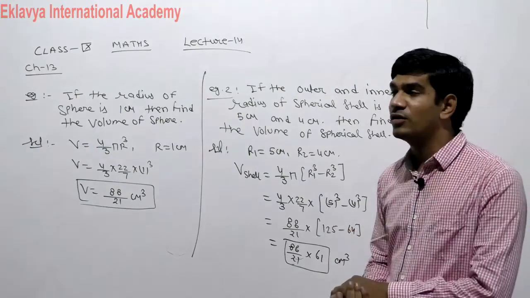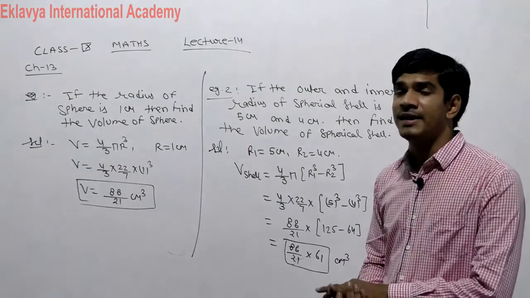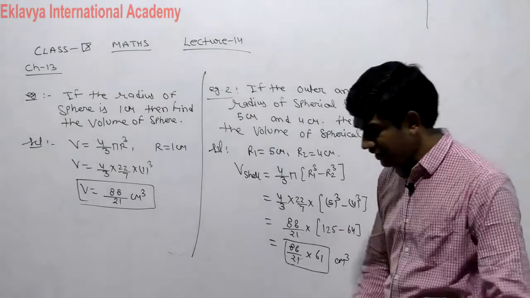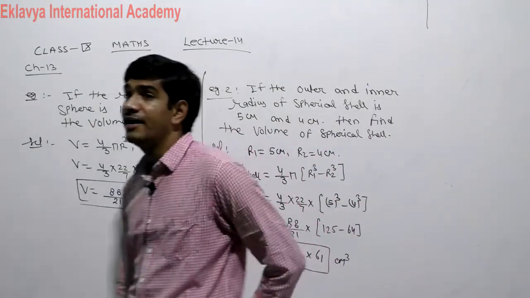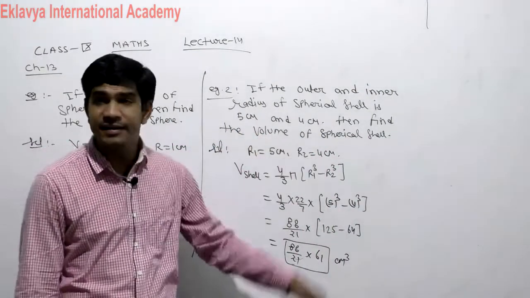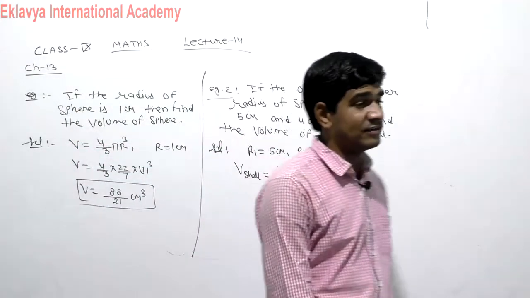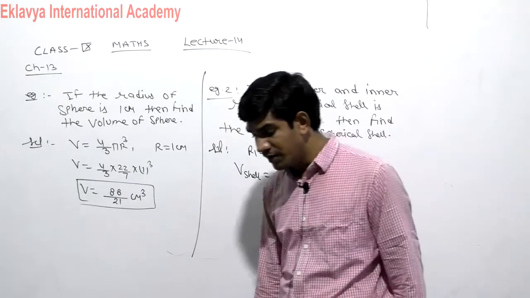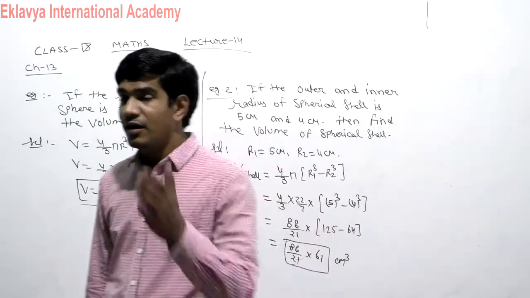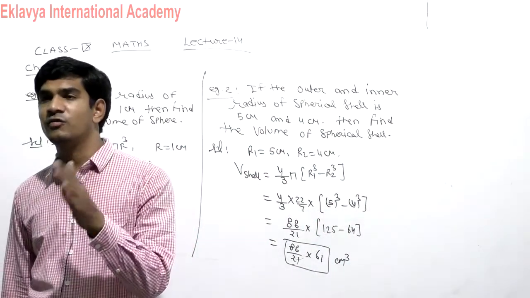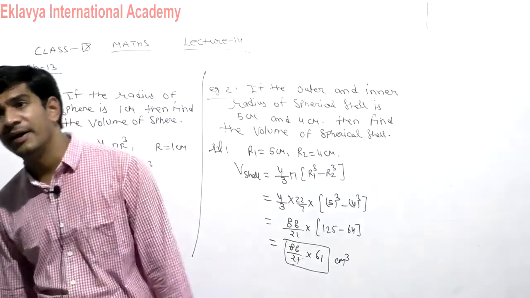To find out the volume of the spherical shell, firstly we will find out its internal radius. We know that if the width and external radius are given, then internal radius equals external radius minus width.